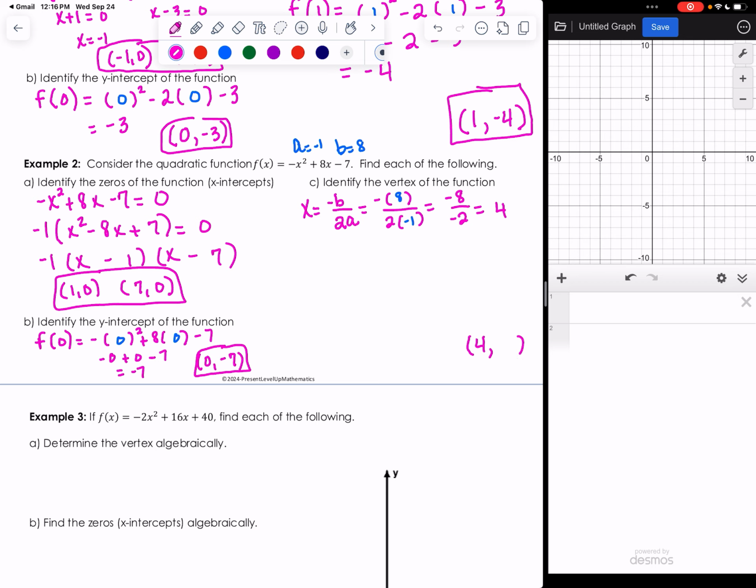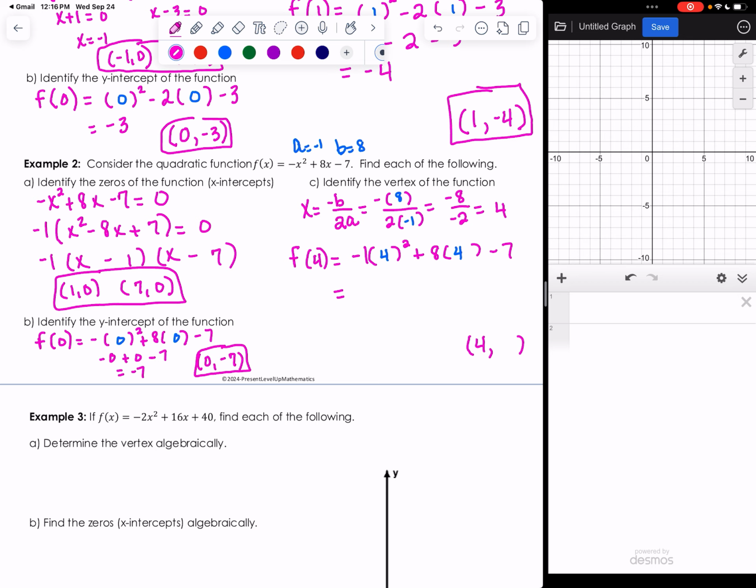Now, to get the comma something, we want to now evaluate the function for f of 4. So to do that, I'm going to replace all of my x's with parentheses, and I'm going to plug in a 4. So I'll put a 4 here and a 4 here. All right, so remember your order of operations. We want to evaluate our exponents first. So 4 squared is the same thing as 4 times 4, which is 16.